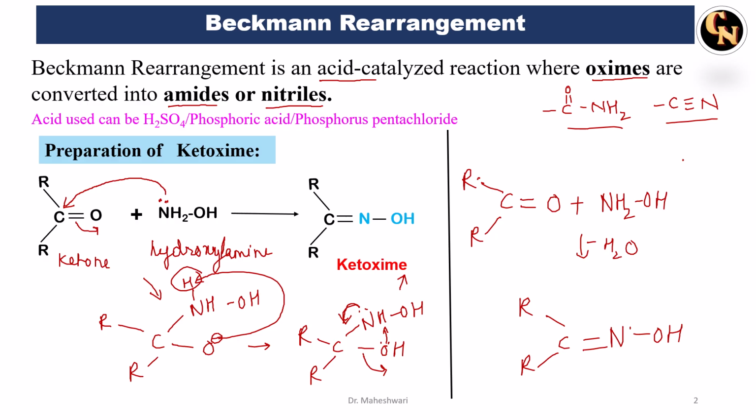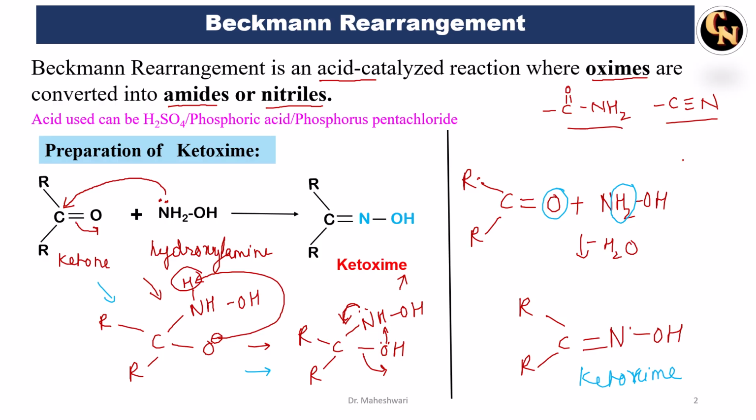So basically these 2 hydrogens and this oxygen are going to be removed as a water molecule, and you are going to get a compound which is called a ketoxime. Okay, so in one step I have shown here how to remember it, but if you go step by step, mechanism wise, this is the mechanism which you should follow.